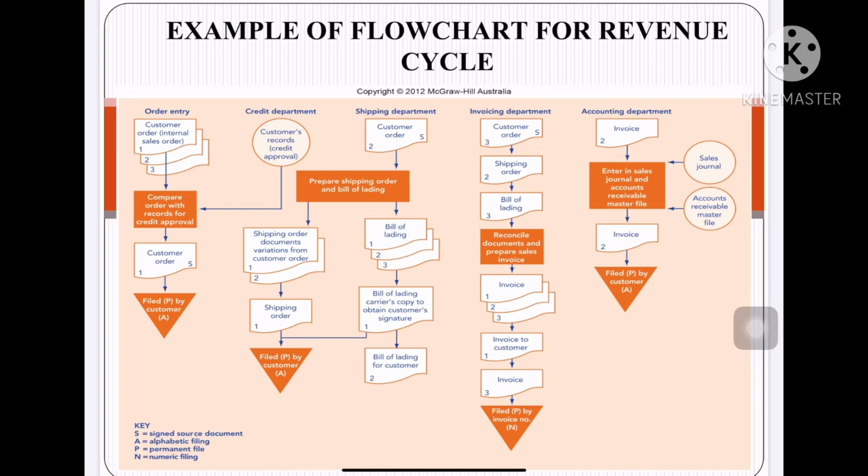And A is for alphabetic filing. So all of this will be saved according to the customer's alphabet. It means that the client will normally have more than one customer, so they will sort according to alphabet.